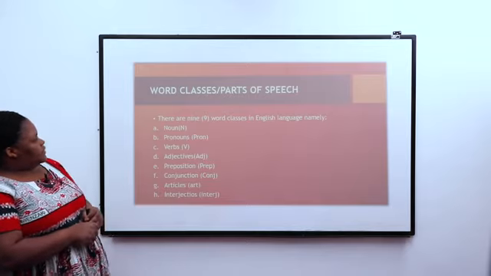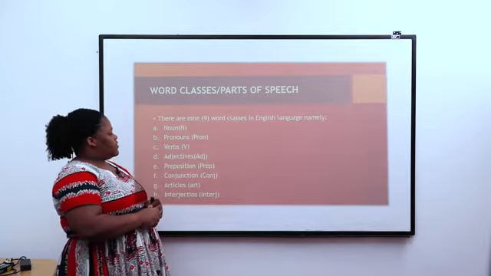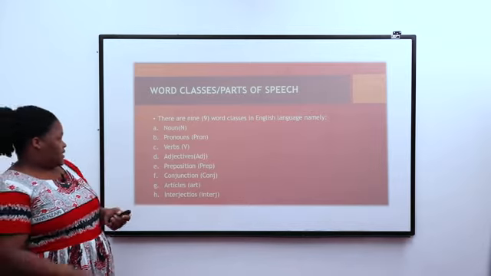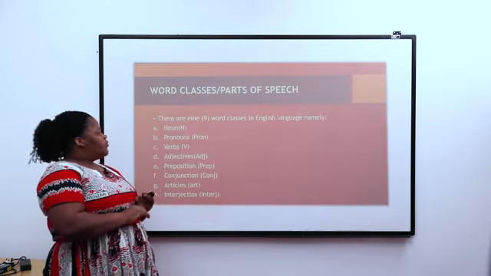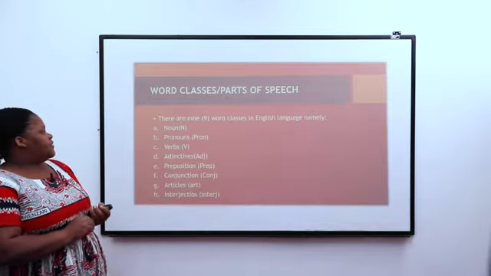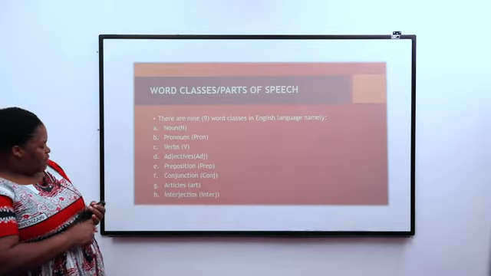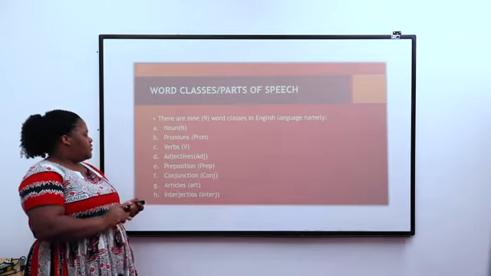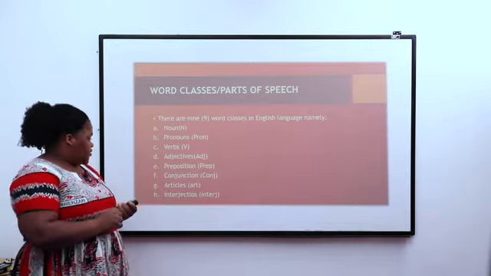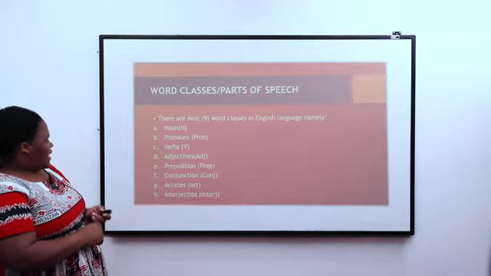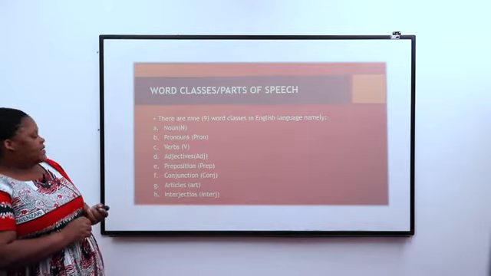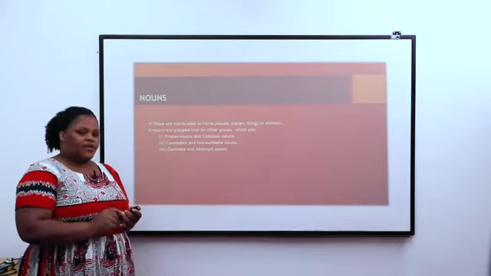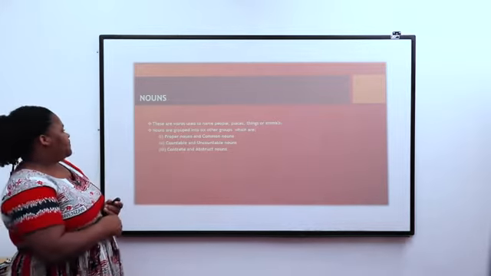Here are the word classes, or sometimes they are called parts of speech. There are about 9 word classes in English. Those are nouns, pronouns, verbs, adjectives, prepositions, conjunctions, articles, and interjections. But our concern today will be on nouns.